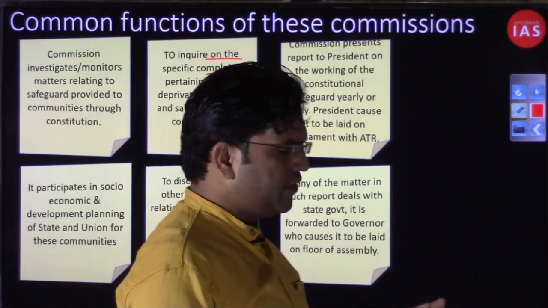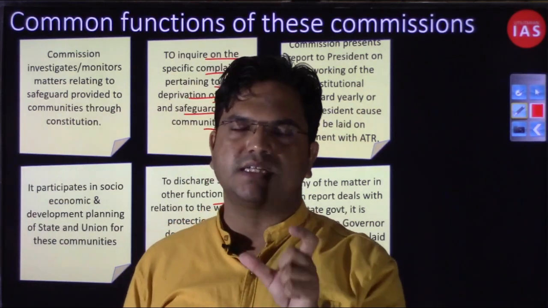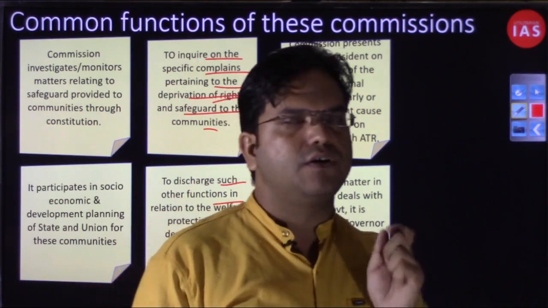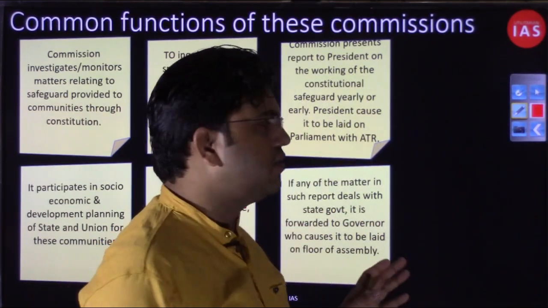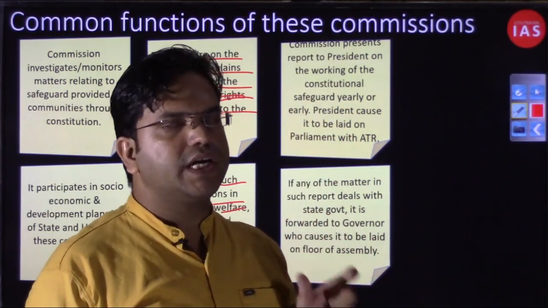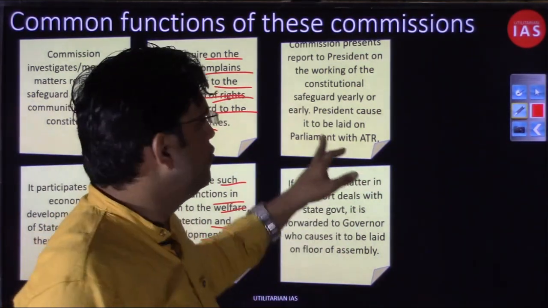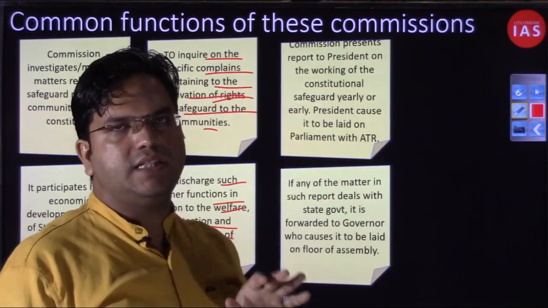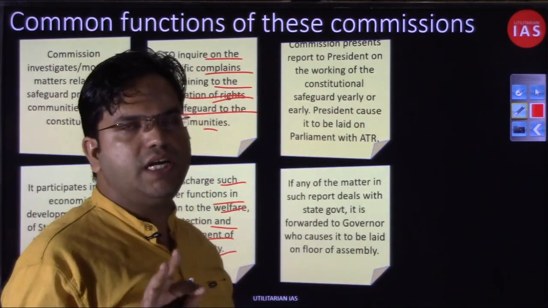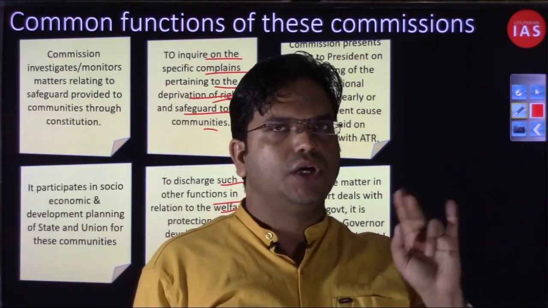In that report, if these commissions have mentioned any kind of action that needs to be taken against any district administration, or if they have sought any policy design for the development of the SC community, ST community or backward classes, and if the government has not taken action, or if it has taken action, what action they have taken on their recommendation, that action taken report is also laid by the president while laying down the reports sent by these three commissions, as a measure to ensure the accountability of the government towards these commissions.